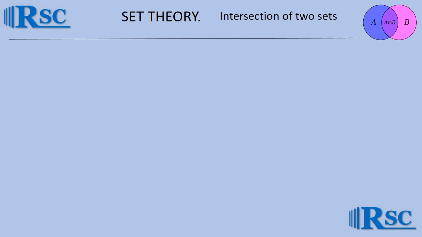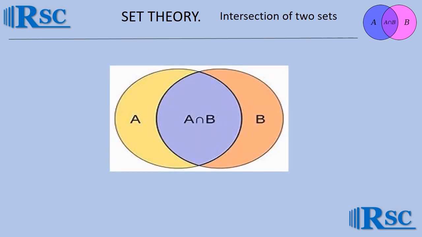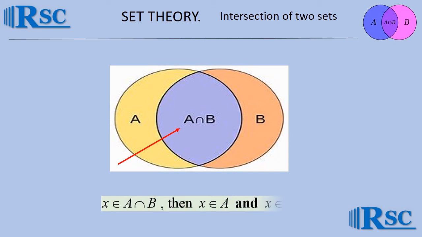In other words, if A and B are two sets, then the set of elements that are common to both sets is called the intersection and is denoted like this. And so, if an element X exists in the intersection of two sets, then X must exist in both sets.